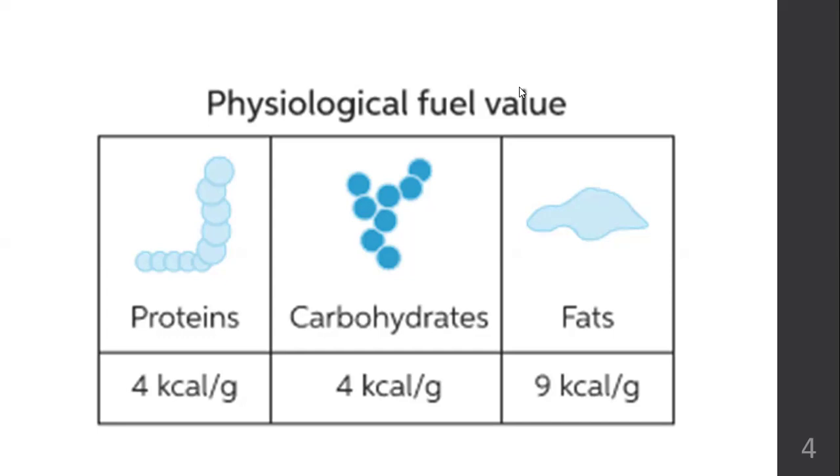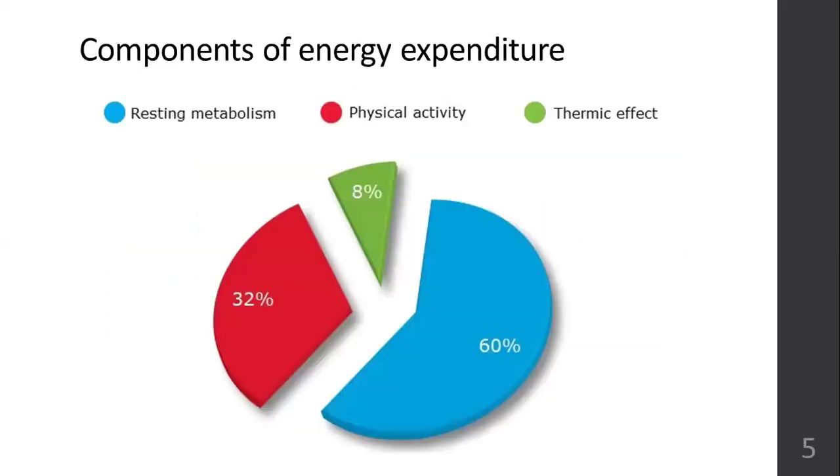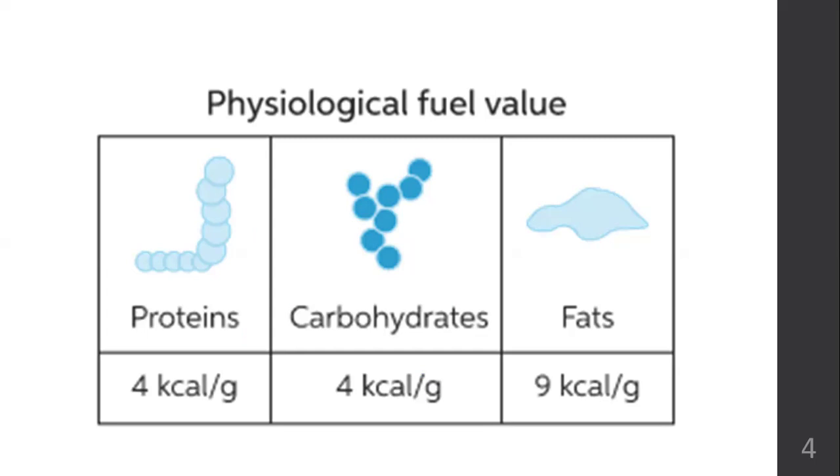It is called physiological fuel value because it is taking place within the human body. There is gross fuel value as well. In gross fuel value, you burn proteins, carbohydrates, and fats outside the body, for example in a bomb calorimeter, which is not a human body, it is an equipment.